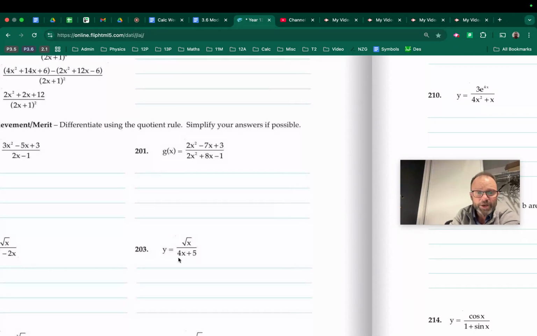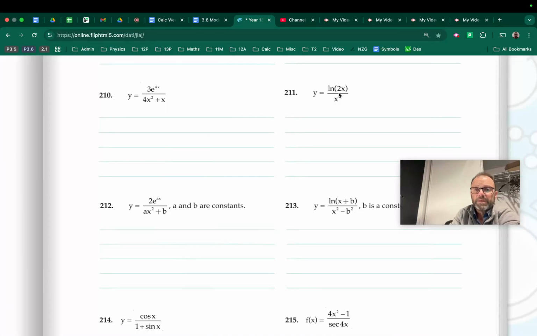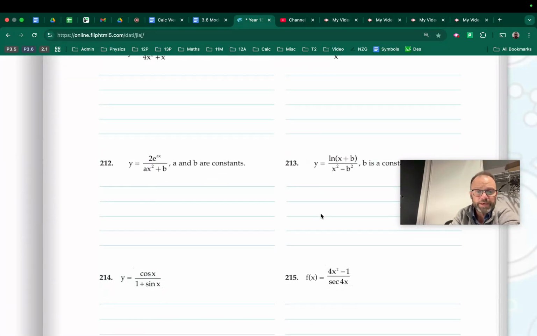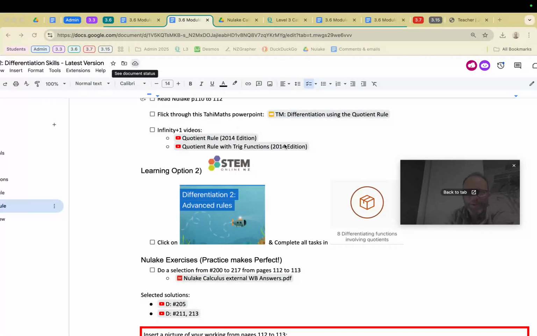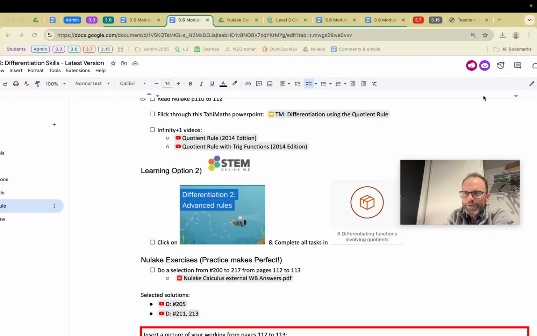Square root x over 4x plus 5. This side, natural log 2x over x squared. Here goes some trig stuff: cos x over 1 plus sine x. So we can see a fraction. So the quotient rule is giving you the skill set to differentiate fractions. Differentiate a fraction expression, that's the wording there. Okay, so let's just do it.